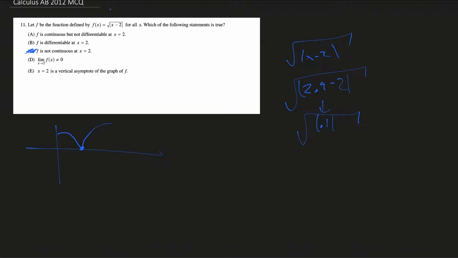The limit as x approaches 2 of f of x is not equal to 0. Well, we just figured out, if you plug in 2 into this function, that equals 0. So this is defined there. So not only does the limit, as you get closer and closer to 2, go to 0, the function is also equal to 0 at the point. So it's not C or D. E says x equals 2 is a vertical asymptote. That's not true. We got a point, so that's not a vertical asymptote. So now we're left with A and B.